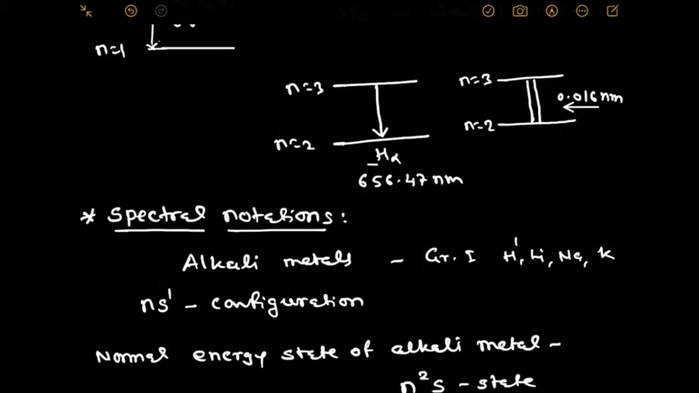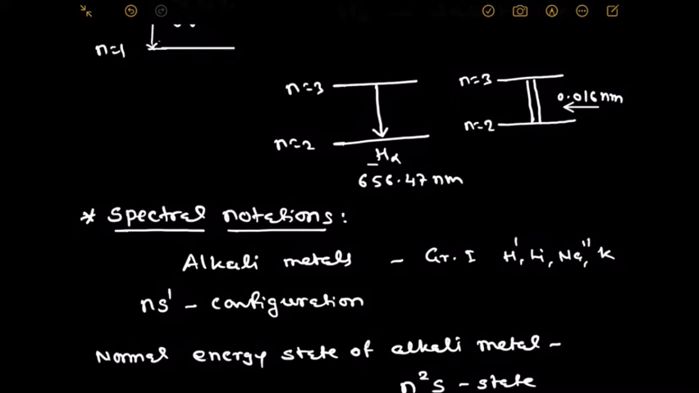Lithium, atomic number is 3, so what is the configuration? 1s2 2s1, meaning in the second shell there is the s subshell, and in that s subshell there is again one valence electron. That electron has configuration 2s1. Sodium, if we see the sodium, atomic number is 11.